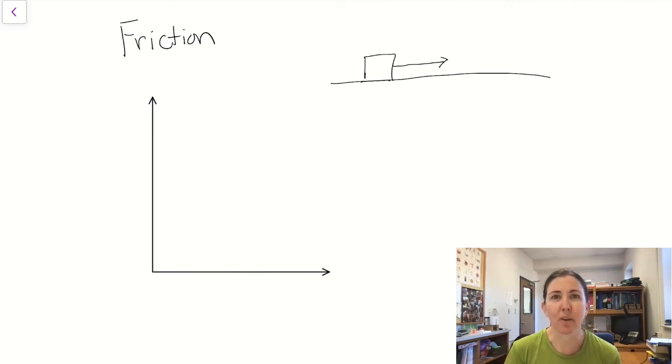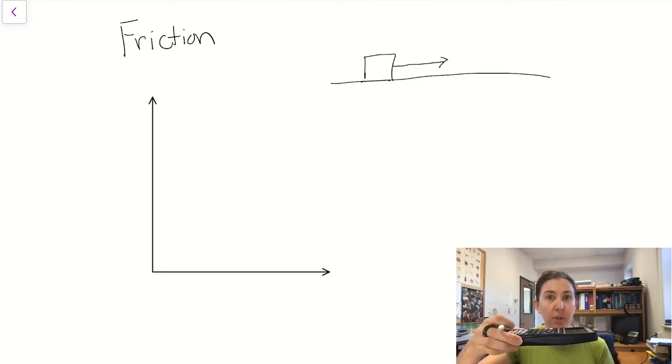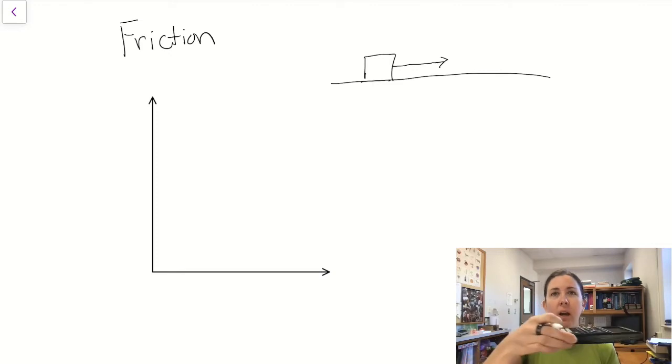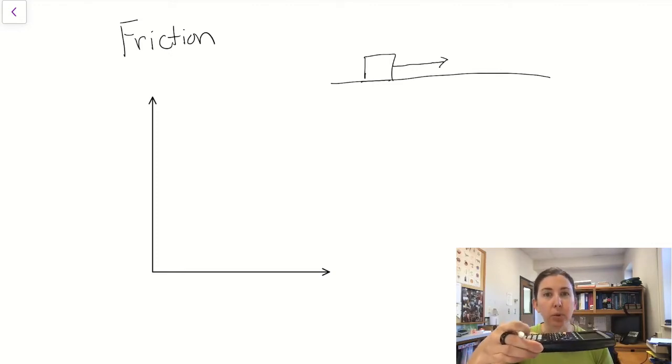Today we're going to talk about friction. So I just want you to imagine that I have a block or some object and I tie a string to it and I start pulling on that object with greater and greater force. That object will not move until I reach some maximum force, and then it'll start to slide across the table.